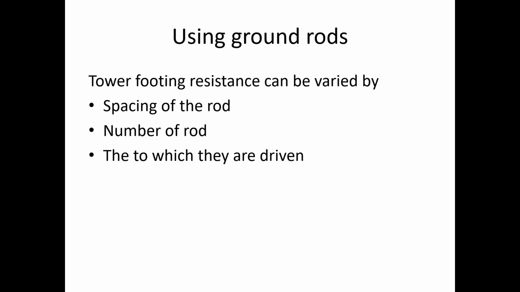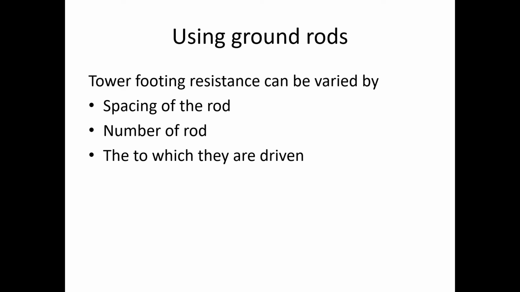The second one is ground rods, that is, using ground rods. Ground rods are rods which are buried in the earth, and this mainly depends upon the tower footing resistance. In order to reduce the tower footing resistance, we use these ground rods. Tower footing resistance means there will be a particular resistance at the bottom or at the foot of the tower.